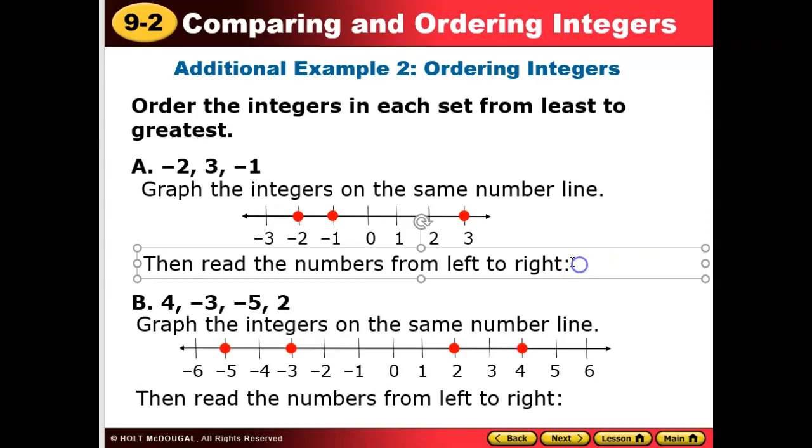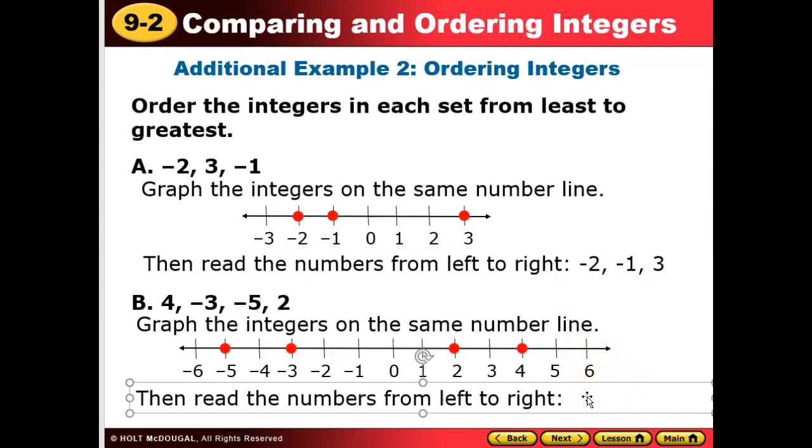So the numbers from least to greatest in this group would be -2, -1, and 3. Those are the numbers from least to greatest.